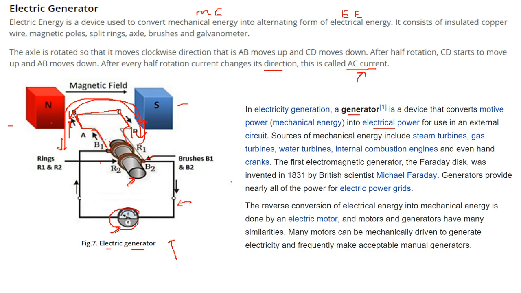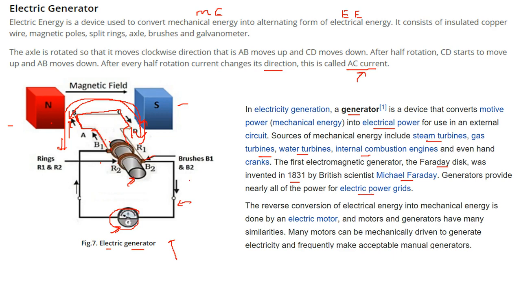The sources of mechanical energy include steam turbines, gas turbines, water turbines, internal combustion engines, and even hand cranks also. So the first electromagnetic generator, the Faraday disc, was invented in 1831 by British scientist Michael Faraday. And generators provide nearly all of the electric power for power grids now.